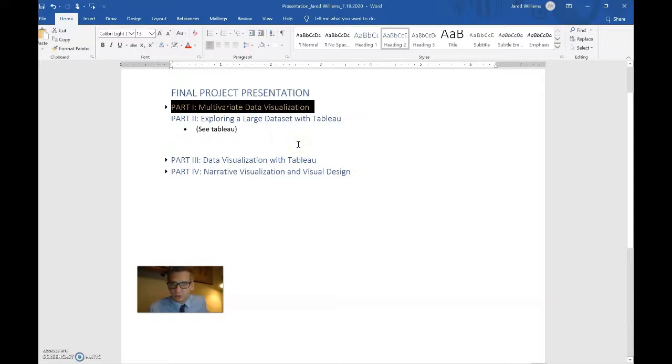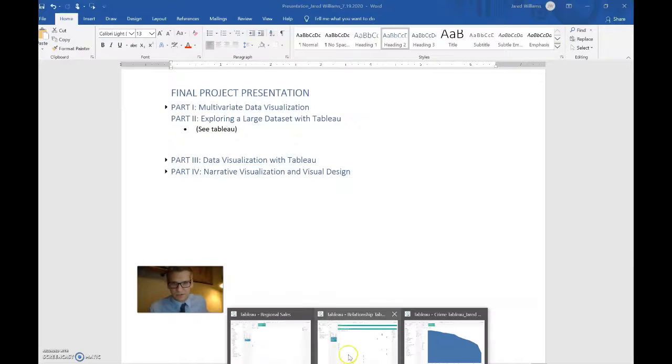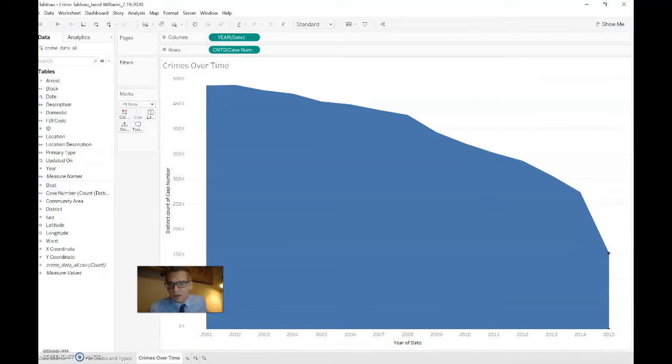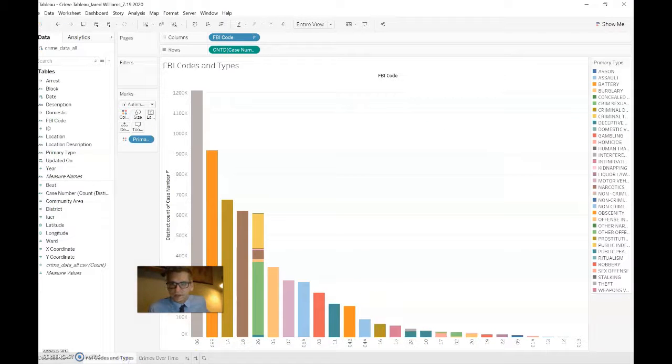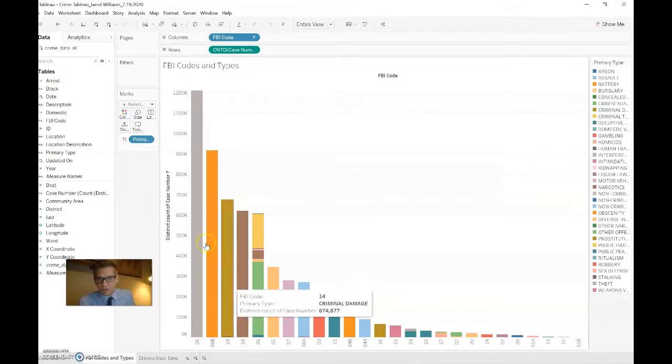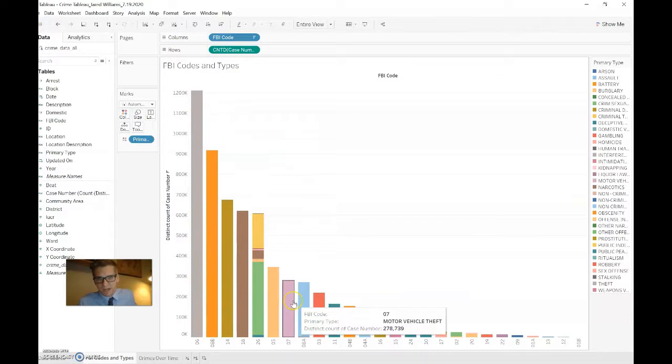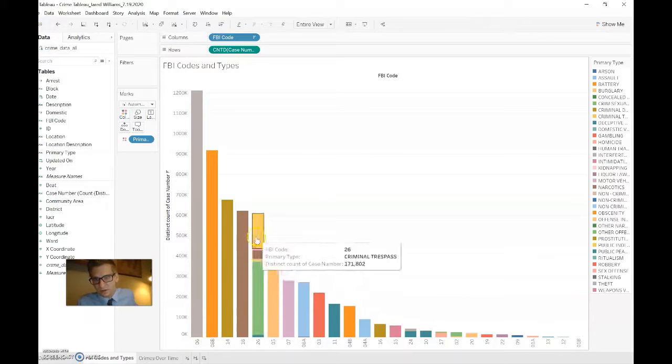Part 2. So I'll just pull this one up, exploring the large data set. So this is the data set on crime. And so, essentially I wanted a visualization where you can really see the different types of crimes, and then see what the different crimes are for the code.